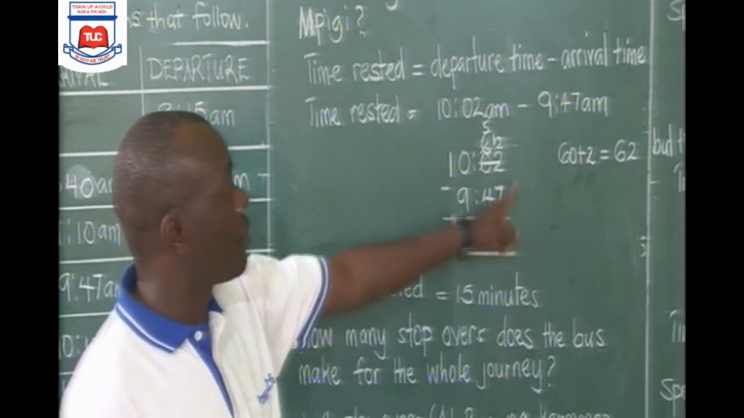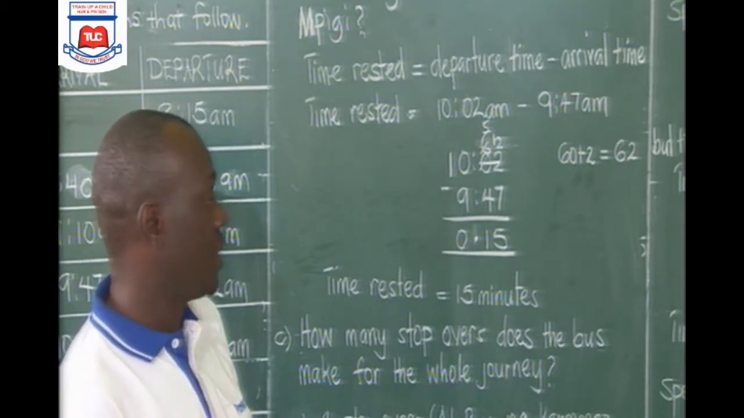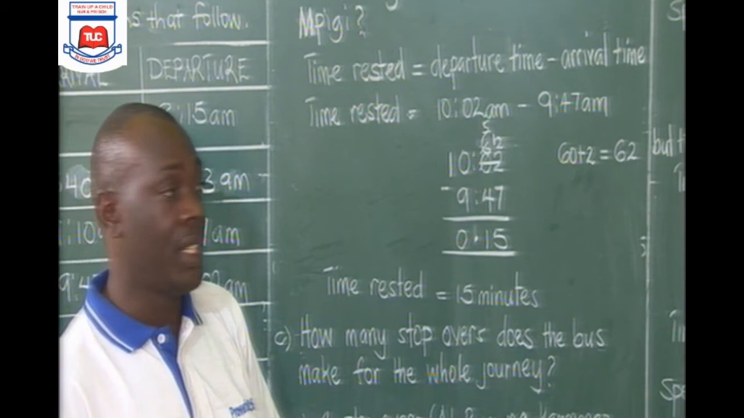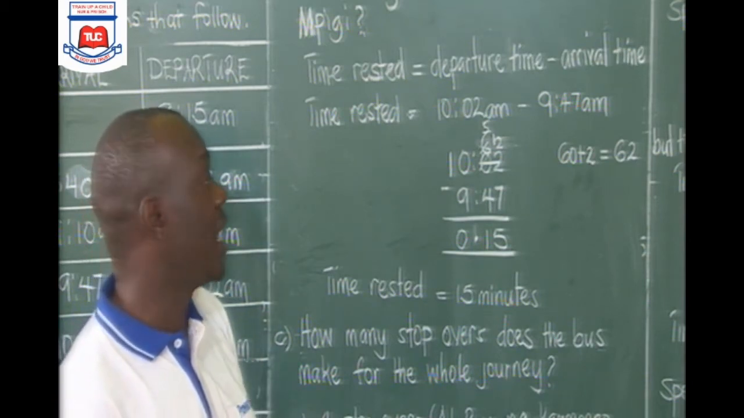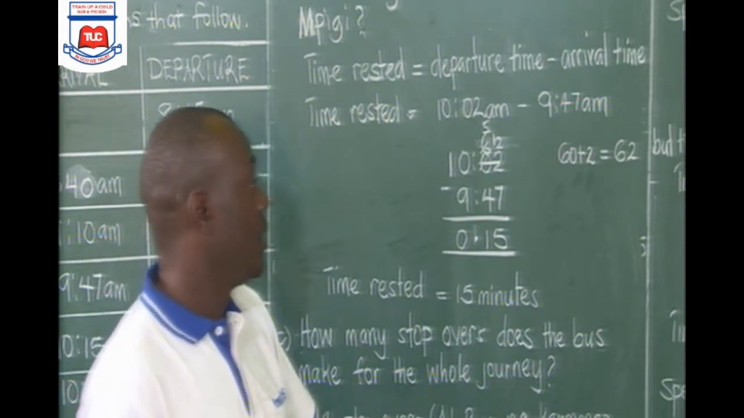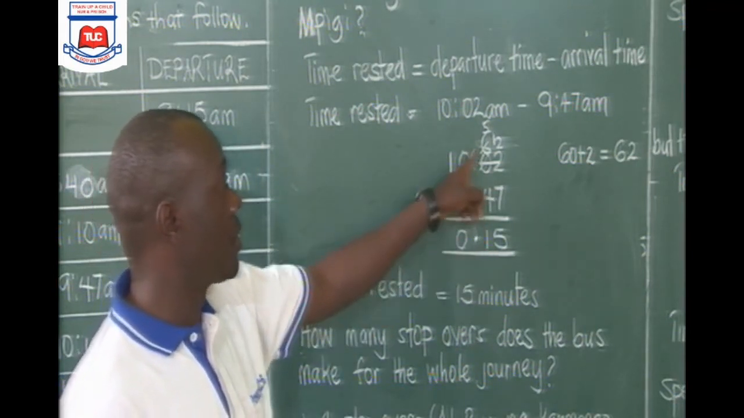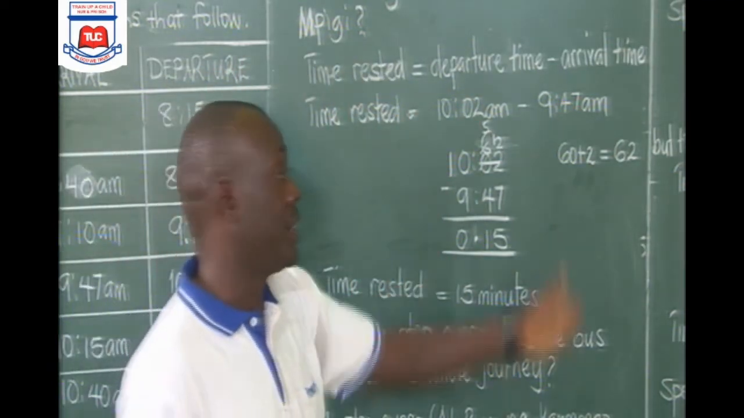You are not allowed to write AM here, for we are getting time rested. So somebody cannot say I rested for 1:15 AM. That is very wrong. So one, the duration in terms of hours and minutes. It's therefore advisable to have these two dots in between the time, to separate hours from minutes.